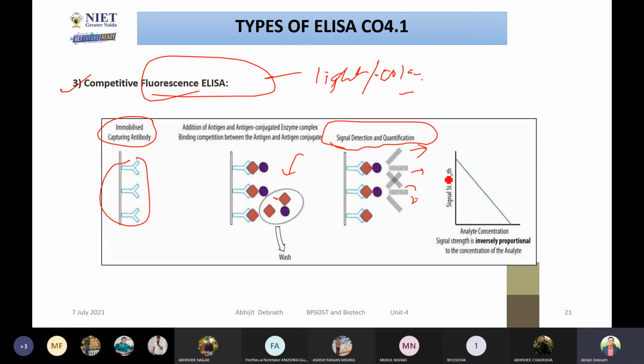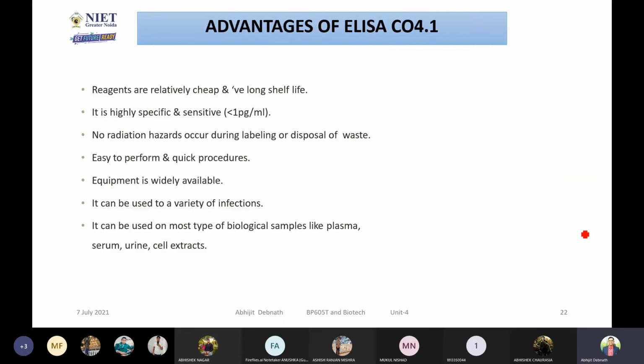That color, what is color? Color is nothing but wavelength, or you can also identify the wavelength. So you look at the signal strength, and from that signal strength you can analyze the analyte concentration. These are three different processes by which you can study the ELISA.